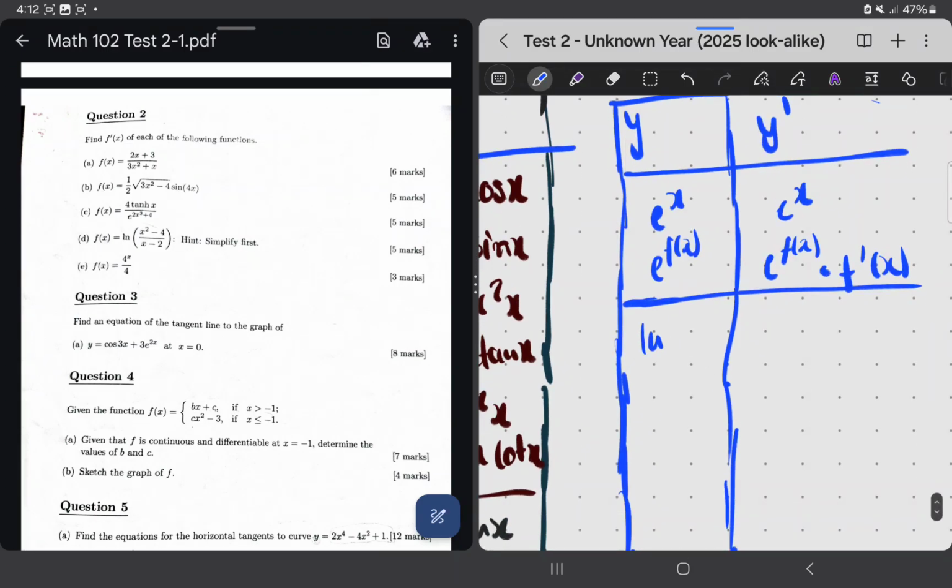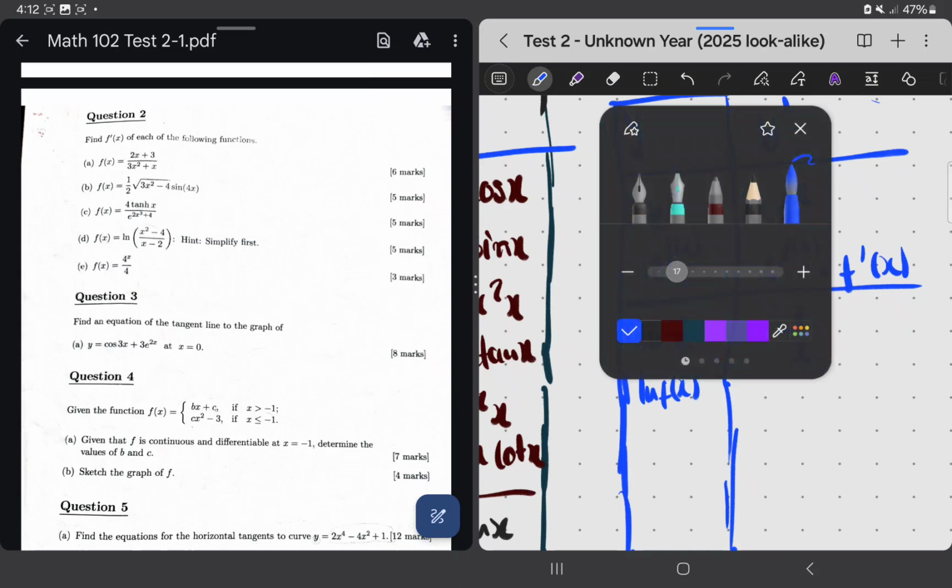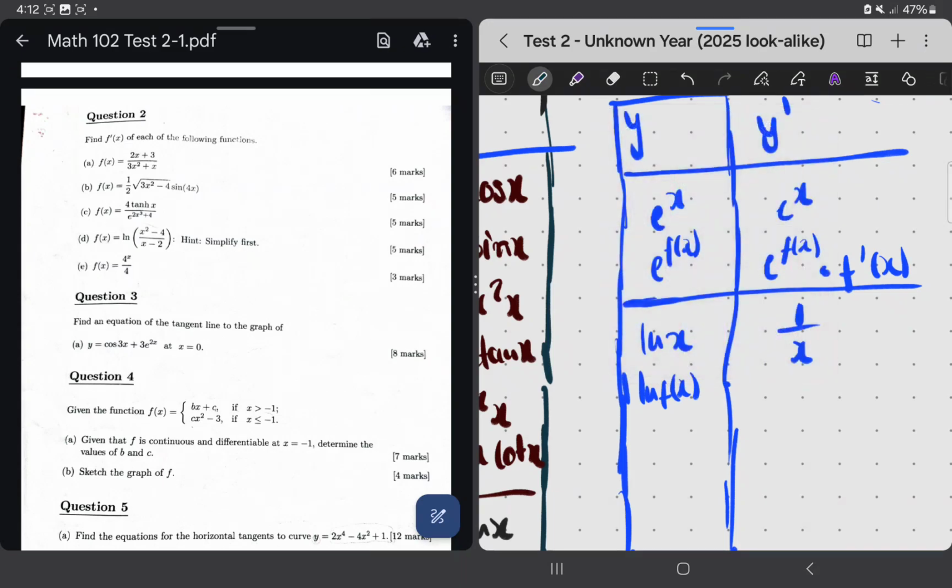Now, the derivative of ln x is just 1 over x. What about the derivative of ln of something which is not x? We don't care what it is, ln of f of x. Remember, we don't have to think about anything. We just look at that f of x, we differentiate it, then we divide it by itself. This is the derivative of ln f of x.